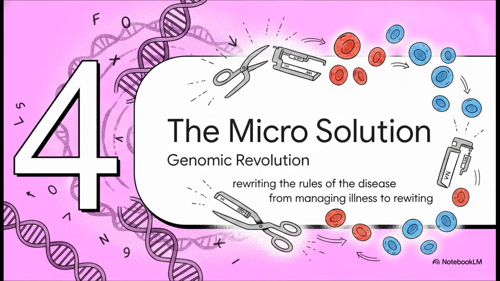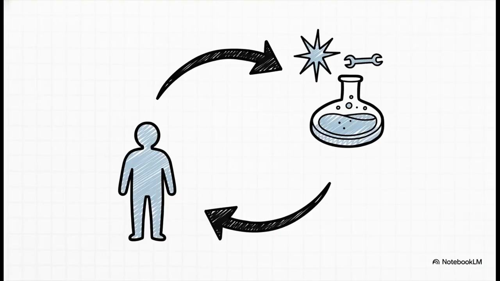Section 4. The microsolution. The genomic revolution. But what if you didn't need an outside donor at all? So the crucial point is, modern hematology has achieved a truly transformative milestone with autologous gene therapies. Autologous simply means the cells come from the patients themselves.